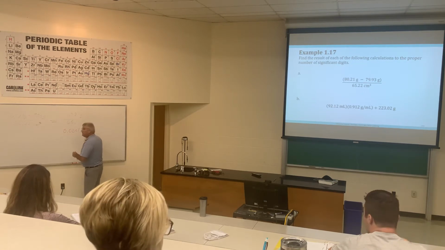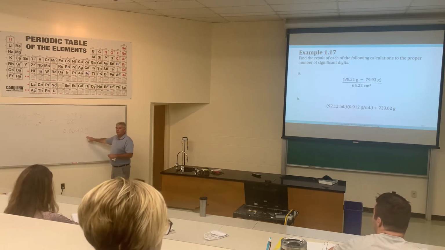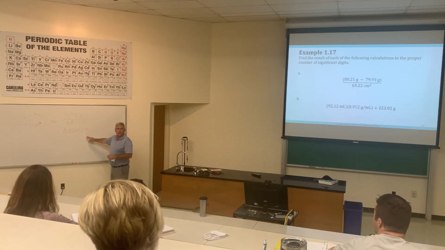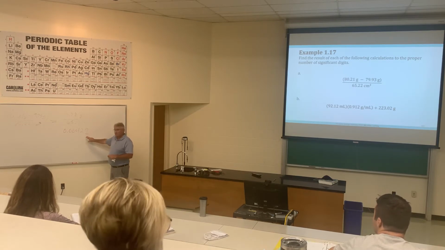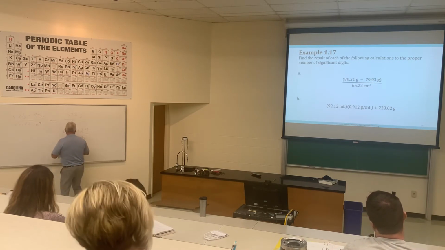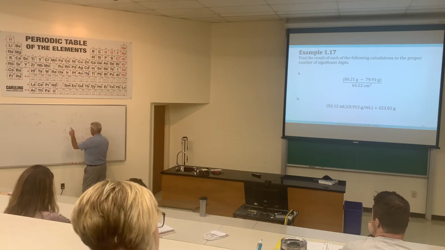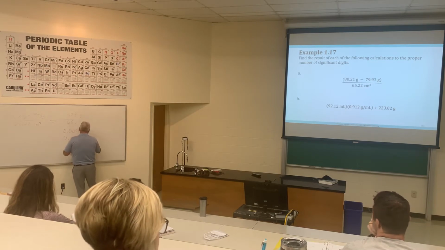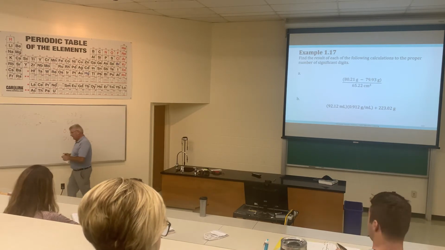0.00429. I'm going to put a line right there. What do we need to do? We need to adjust that, don't we? Okay, so this is 0.0043 grams per centimeter cubed. Buddy, we're going to have a fight here.